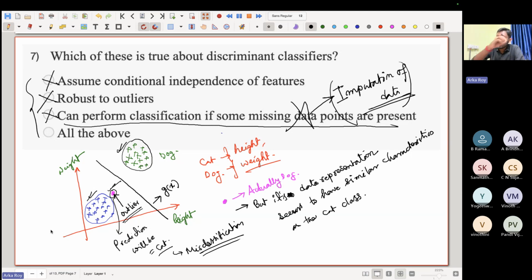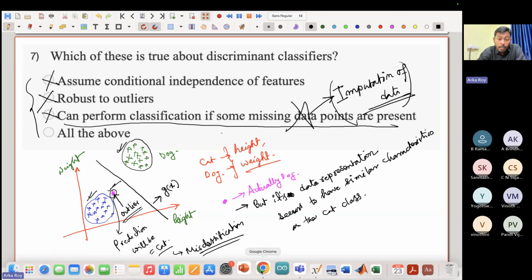Imputation of data means instead of the missing points, let's say your missing points are all a string of zeros, you have to put certain values over there. And how to get those values? That itself is a research question. So this is also not the correct answer.